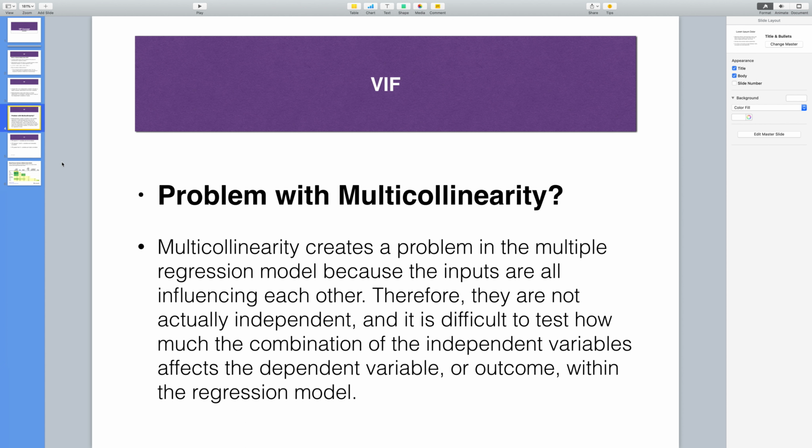And it is actually difficult to test how much the combination of independent variables affects the dependent variable or outcome within the regression model. But you have seen the example of how I was able to calculate the VIF factor, and based on that, I should be able to eliminate the features which I don't need because they probably have a higher multicollinearity. I can still take the variables which have low and medium values, and that's what we're going to execute in our next subsequent sections.